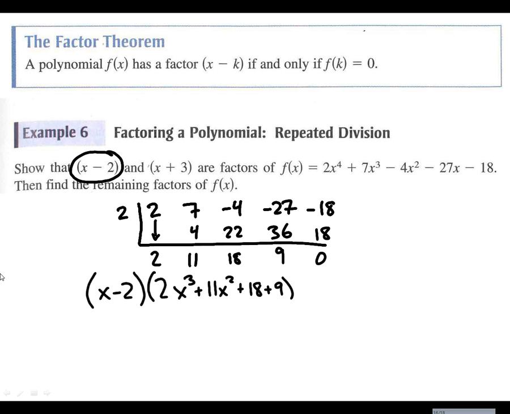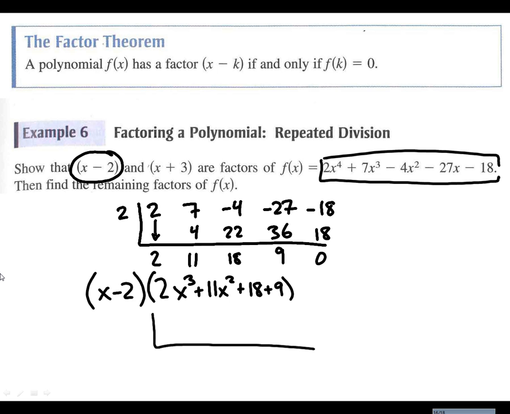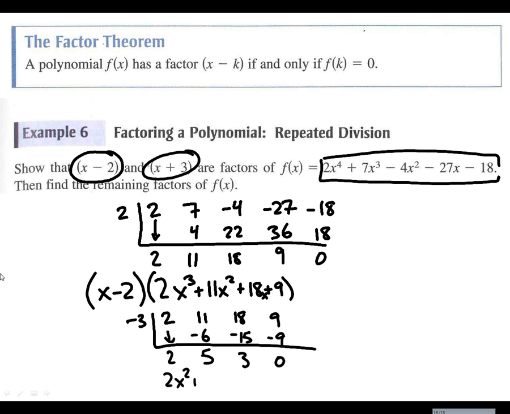We know that multiplying these two things together gets us back to our original polynomial. But we're going to go another step further. We're going to take our new factor of 2, 11, 18, and 9 and divide it now by negative 3 to factor it once again. Let's bring down the 2, use synthetic division. Again, we get no remainder. So we have 2x squared plus 5x plus 3.